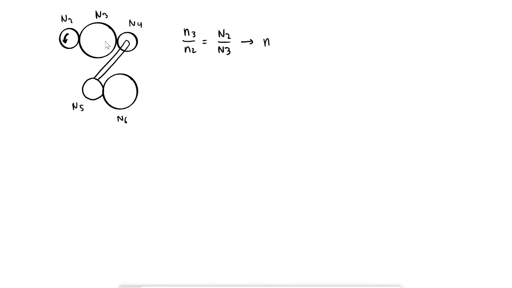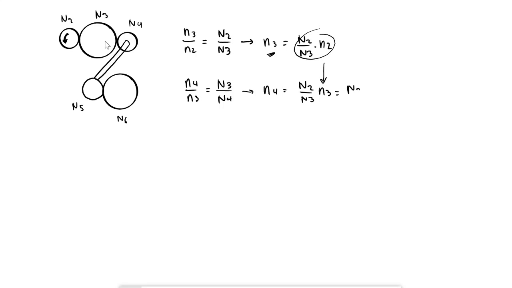From this I have that capital N3 is equal to small n2 over small n3 times capital N2, and I can do the same for N4 and N3, for gears 4 and 3. So capital N3, capital N4, and we get that N4 is equal to n3 over n4 times N3, but N3 is this. I'm going to replace it here: n2 over n3 times N2. Sorry about these. This would be n3 over n4. And so same here.